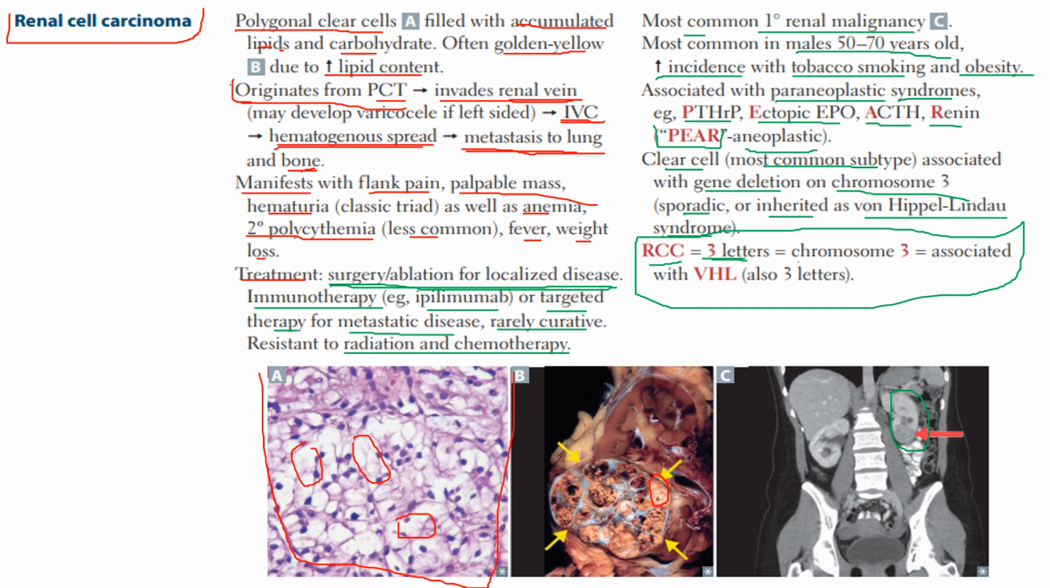And affected, the gene deletion occurs on chromosome number 3, as you can see here, which is associated with the VHL, which is also 3 letters. VHL means von Hippel-Lindau. So you can say that in renal cell carcinoma there is a gene deletion on chromosome number 3, which is associated with the von Hippel-Lindau syndrome. Both have 3 letters: RCC, chromosome 3, and VHL. Got it?